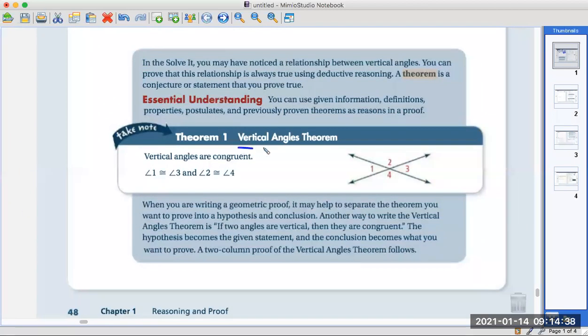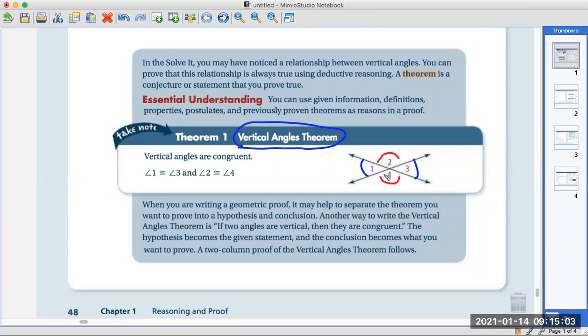So the vertical angle is important. It comes up a lot in this lesson. The vertical angles are the ones that are across from each other if you have two intersecting lines. So 1 and 3 are vertical angles and they're congruent. See that symbol? That means they have equal measure, okay? 2 and 4 are also vertical angles. Notice they're across from each other.